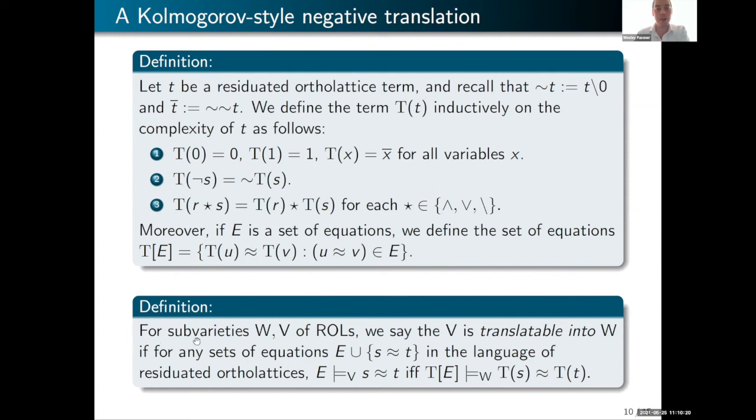Another key definition: if I take subvarieties of residuated ortholattices, which remember correspond to logics that we're interested in, say W and V, I'll say that the subvariety V is translatable into the subvariety W if for any set of equations E together with a particular single equation S equals T, we have that E has as an equational consequence in V, S equals T, if and only if the translation of the equations in E has the translation of S equal to the translation of T as a consequence in W. So it's simply the notion of translating V into the variety W.